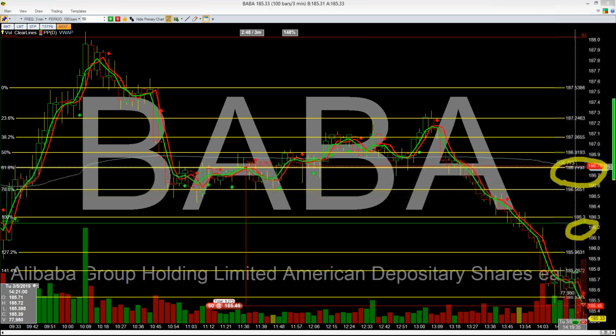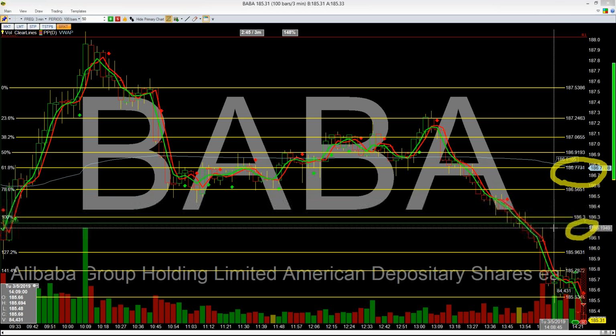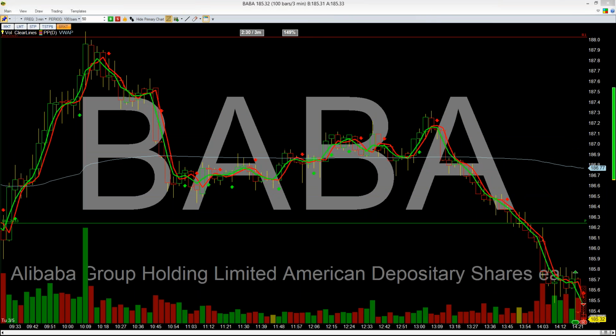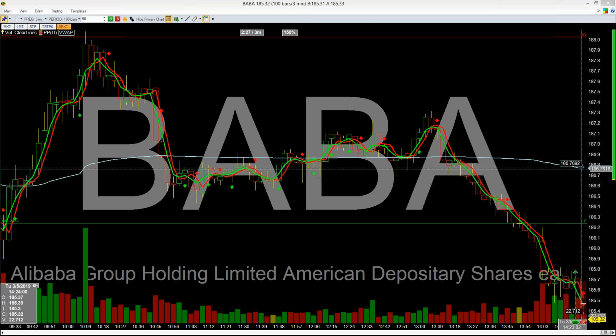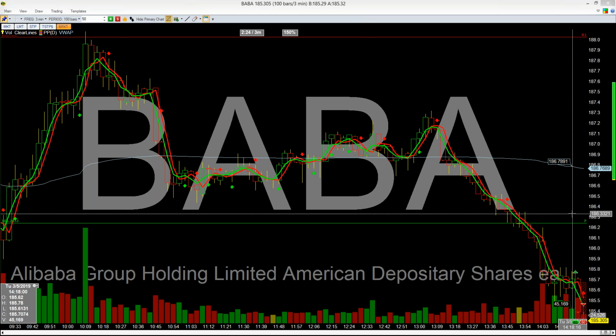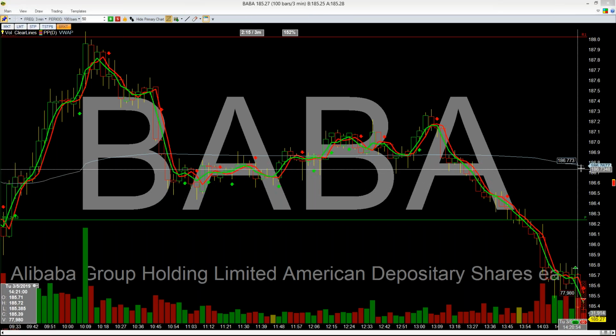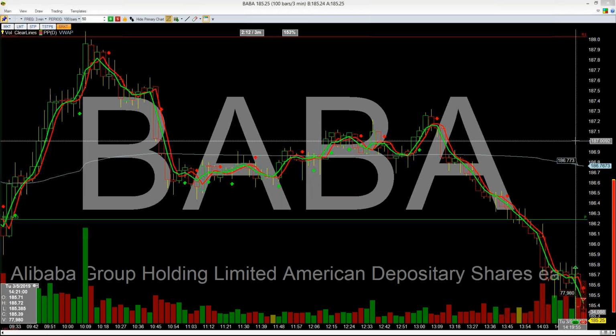So obviously BABA rolled over, but that's how you use VWAP. That's how I use VWAP. I use it strictly as a tool to help me find potential profit points to take profit, or points to enter a trade. If it gets to VWAP, if it's up close to it and then starts to roll over, that could be a place to short it, or if it bounces off, to go long. So again, points of reference, that's all.